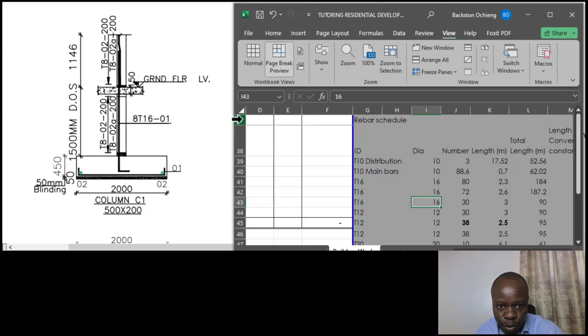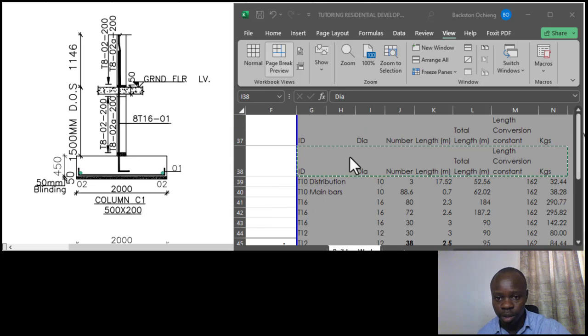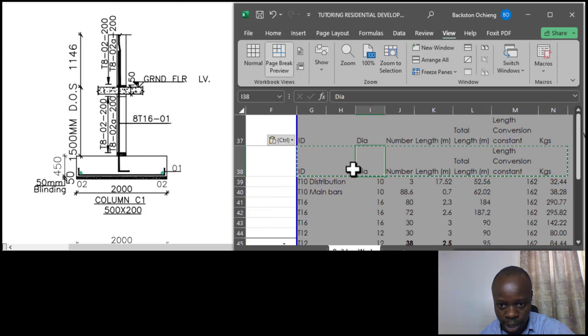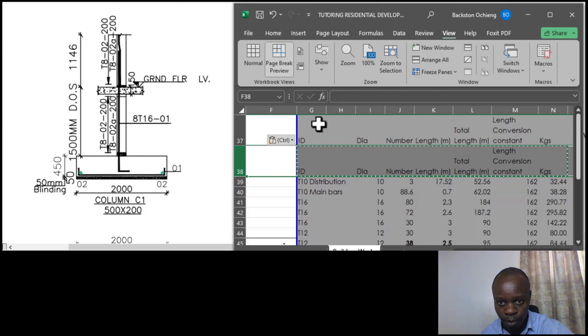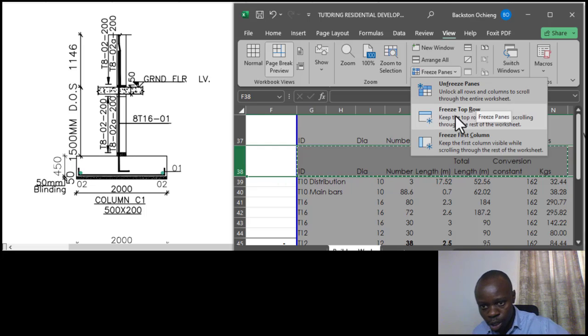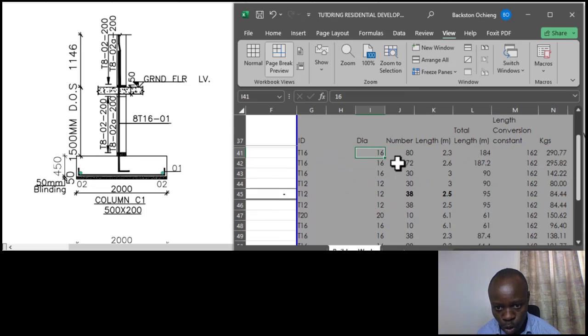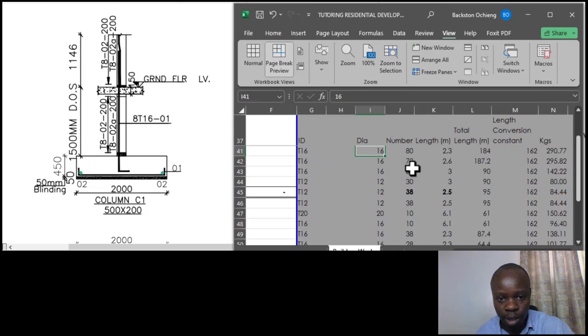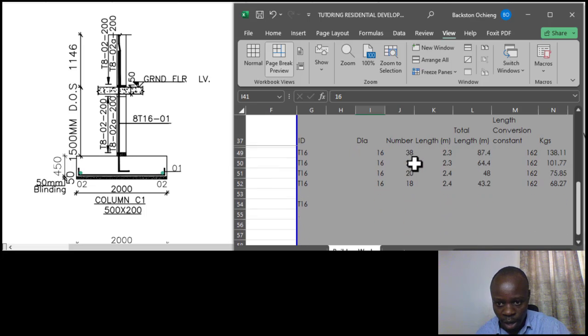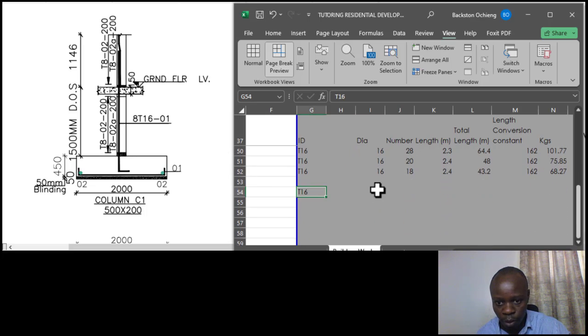So you select that particular row that you need. Then go to the view tab, freeze panes. Then you click on freeze the top pane. So once you do that, you'll be able to have that top pane stuck at that point. Therefore, you don't need to keep going back and forth.